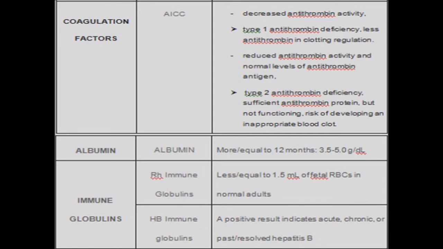For albumin, the lab test for those 12 months or older should be 3.5 to 5 grams per dL. For immunoglobulins, rhesus immunoglobulin, normal is less than or equal to 1.5 mL of fetal RBCs in normal adults. And lastly, hepatitis B immunoglobulin. A positive result indicates acute, chronic or past resolved hepatitis.